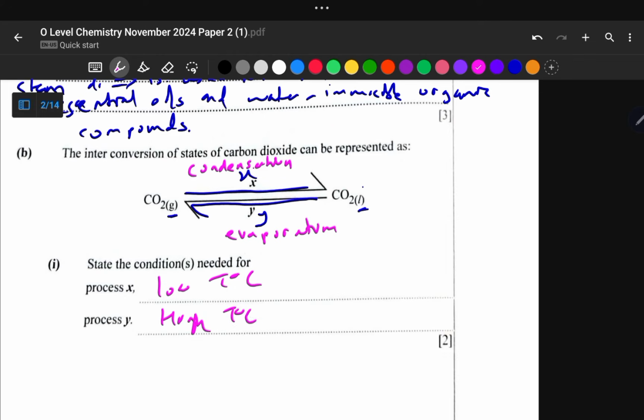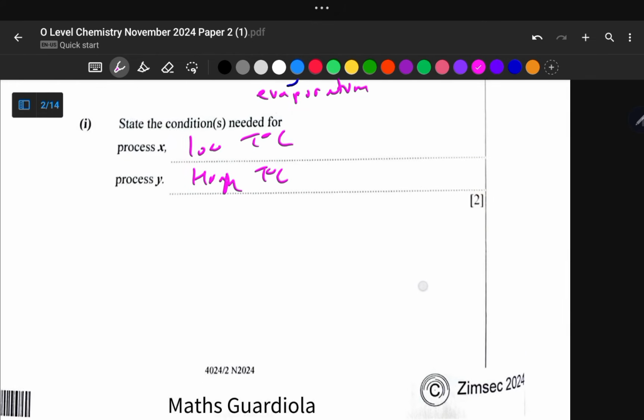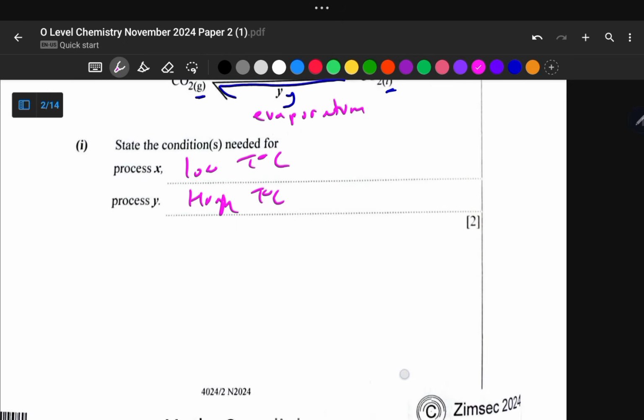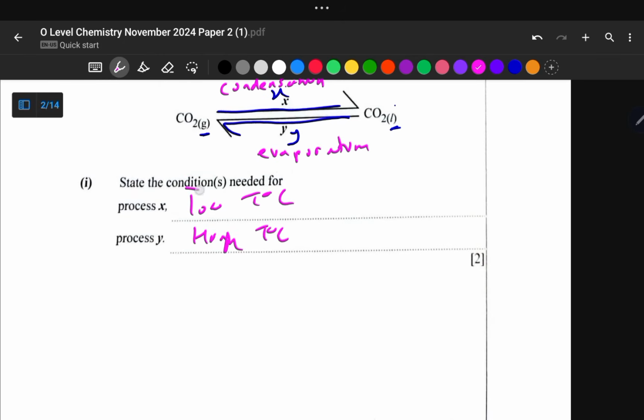High temperature. So this is the general application, right? And then, the question says condition or conditions, right? So we can say high pressure here, and then low pressure here. So these are the conditions necessary for the processes.